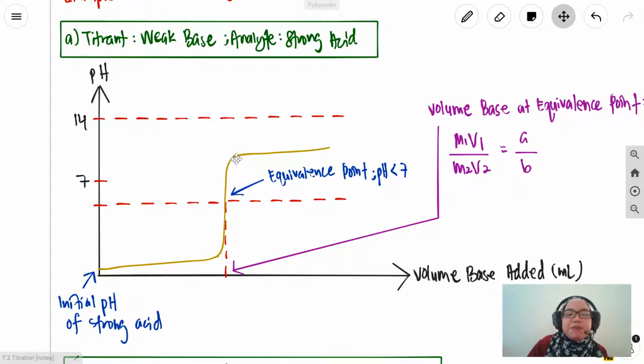Okay, and bila dia sampai sini maksudnya the pH dekat sini dia dah capai what we call it maximum dissociation lah. Maksudnya dia dah habis, dia dah capai the end of titration. Okay, so dekat sini, so dia punya equivalence point dia pH less than 7, maybe around 3 to 6 macam tu. Okay, and this is the volume base at equivalent point. Maksudnya berapa volume of base required to reach the equivalence point.